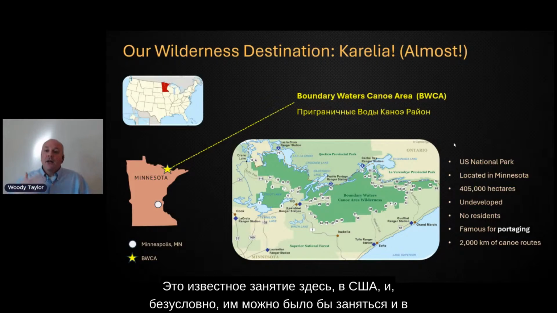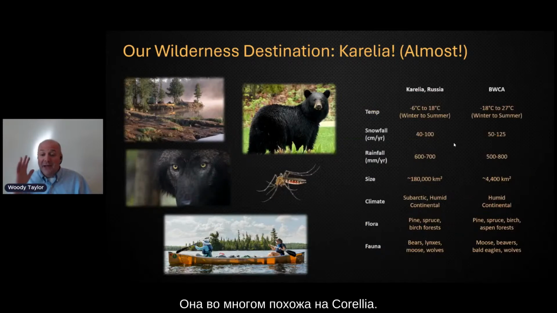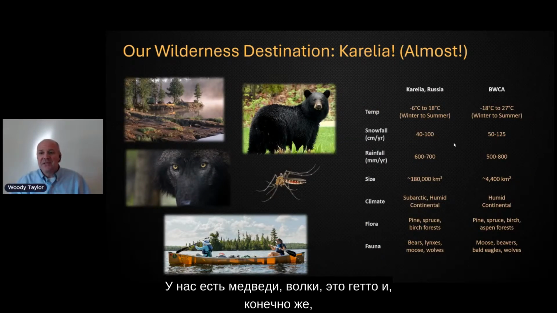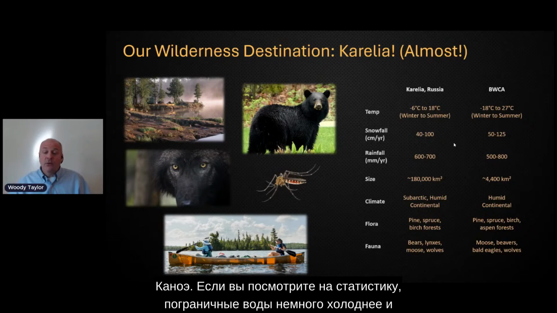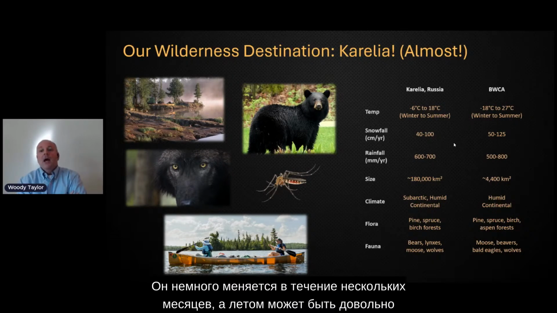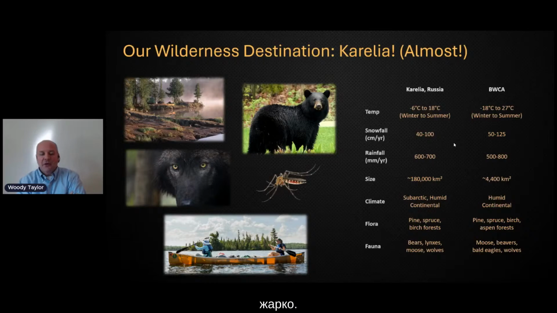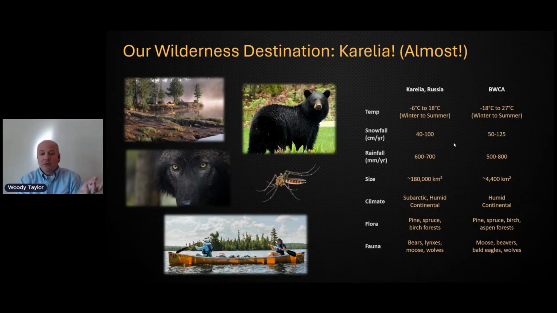As we talk today, I'll talk about the Boundary Waters Canoe area, or Boundary Waters Canoe Wilderness, based in the United States. And it's a lot like Karelia. Like I said, we've got bears, we've got wolves, we've got mosquitoes, we've certainly got canoes. If you look at some of the statistics there, the Boundary Waters is slightly colder and slightly hotter than Karelia. It varies quite a bit during the months, and in the summer it can actually get pretty hot up there. About the same amount of snowfall and rainfall. Obviously, Karelia is bigger than an undeveloped preserve, but the climate, the trees, and the animals are much the same. So the travel planner we create might be targeted towards the Boundary Waters, but you'll certainly be able to create something that's more bespoke for your needs in Russia.